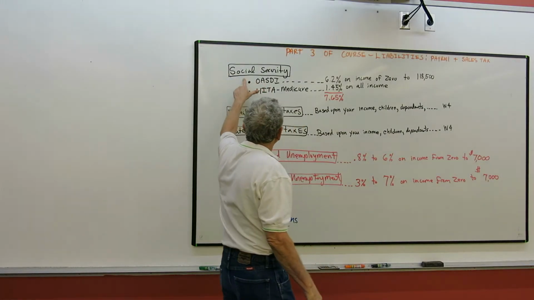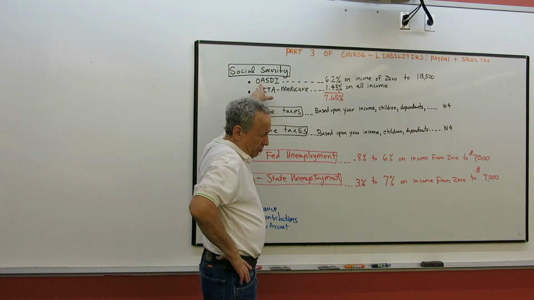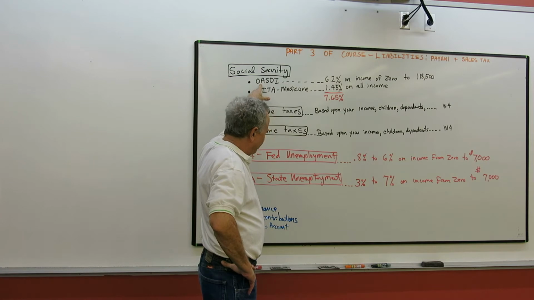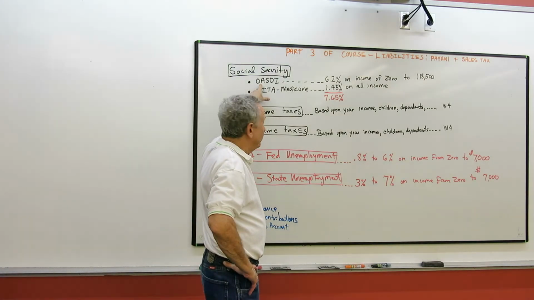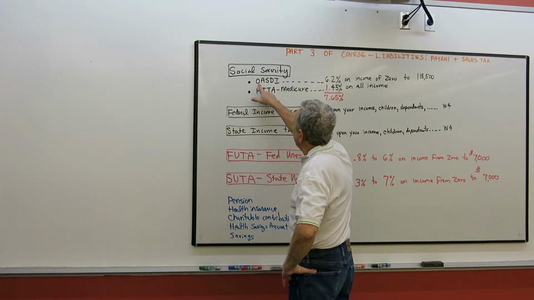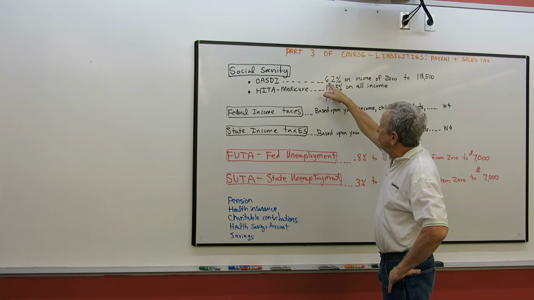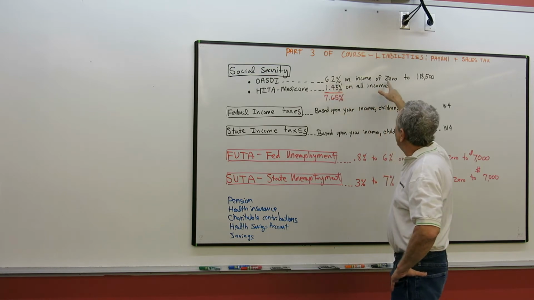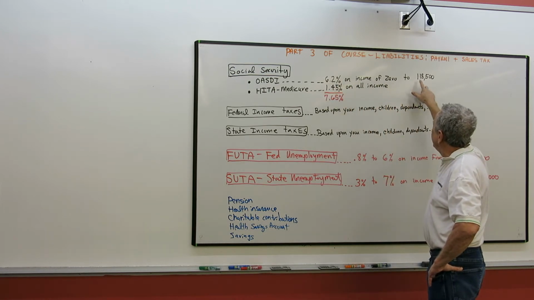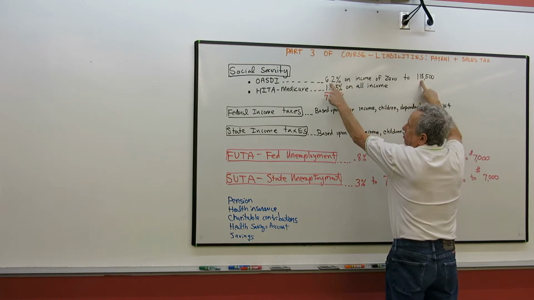Anyway, this is back in the 60s, I believe. I think it might have been Johnson that did this, Lyndon Baines Johnson, but I can't remember for sure, but I think it was during his administration. But anyway, they passed a bill called OASDI, Old Age Survivor and Disability Insurance, and they said, you know what we're going to do? We're going to collect 6.2% on everybody's income from $0 to $118,500. So if you make between these two, you're going to pay 6.2%.